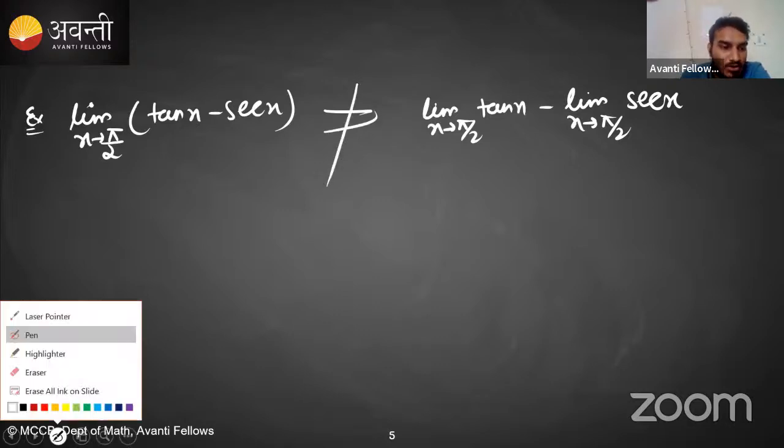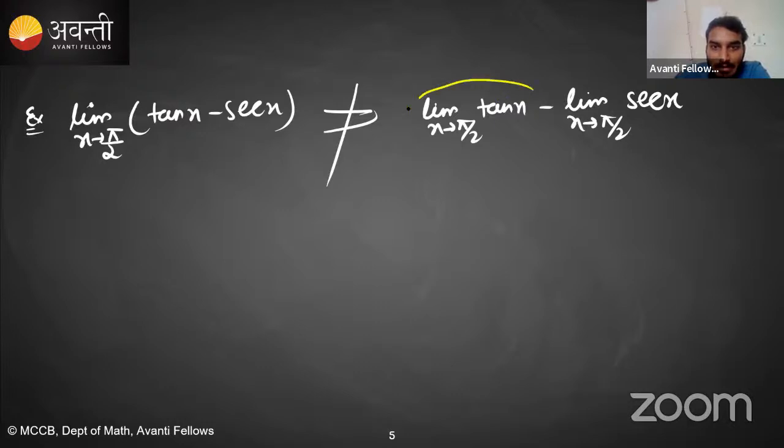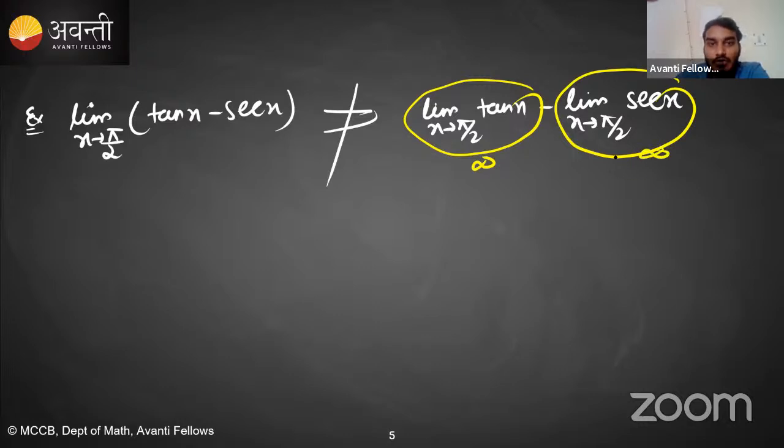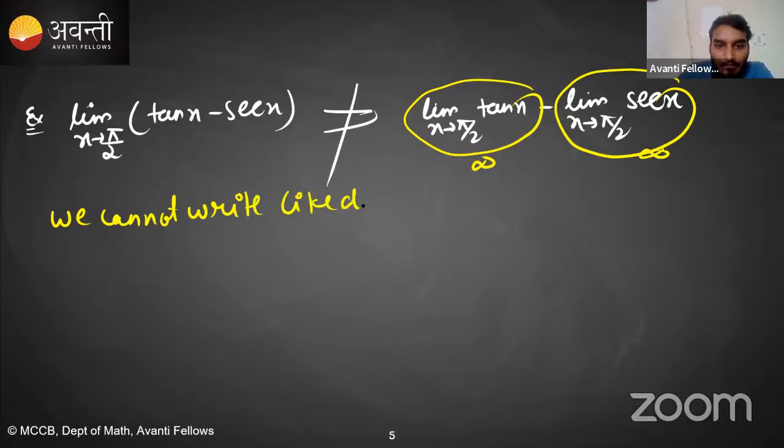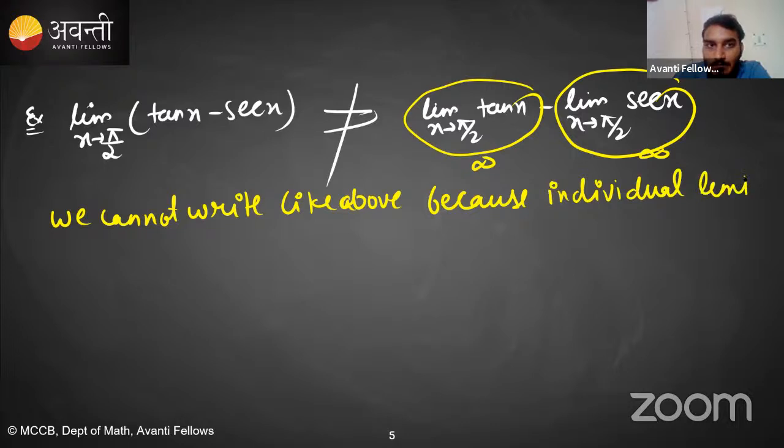Why? Because this limit is infinity, and this is also infinity, right? So the individual limits are not finite. We cannot write like this, because individual limits are not finite. Is this clear, everyone? So we cannot do it like this.